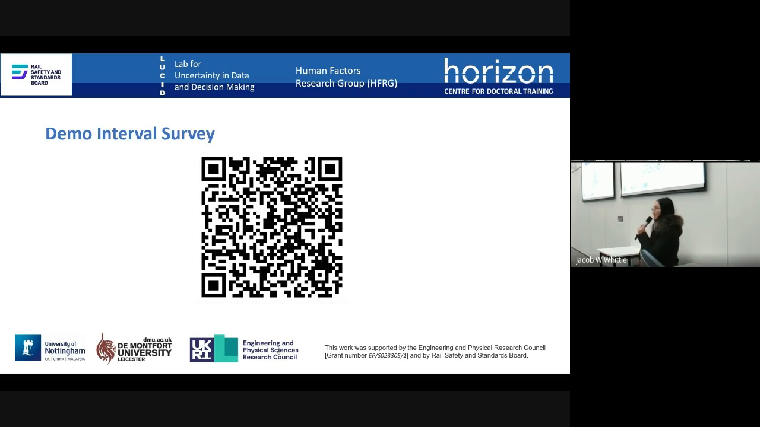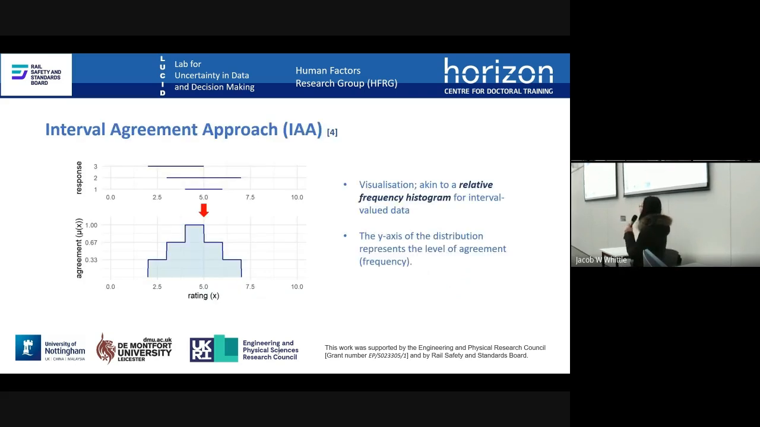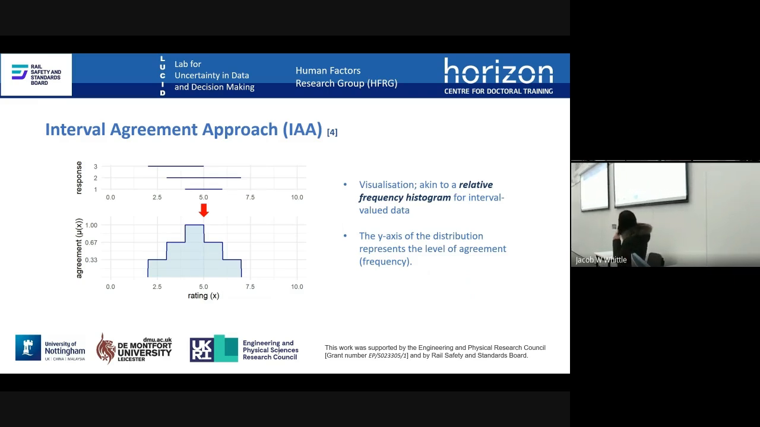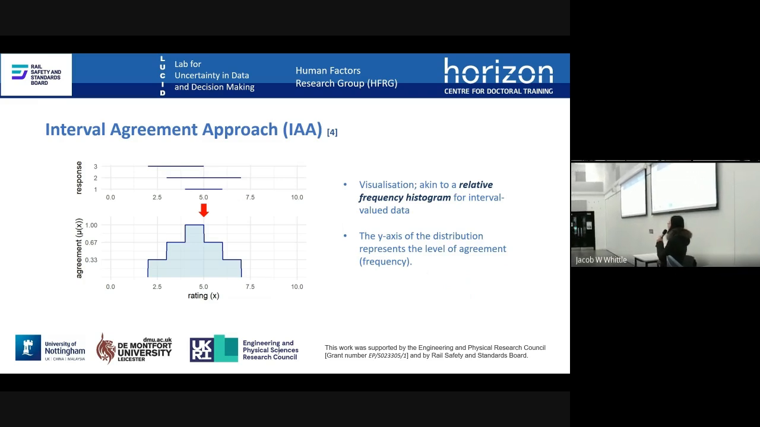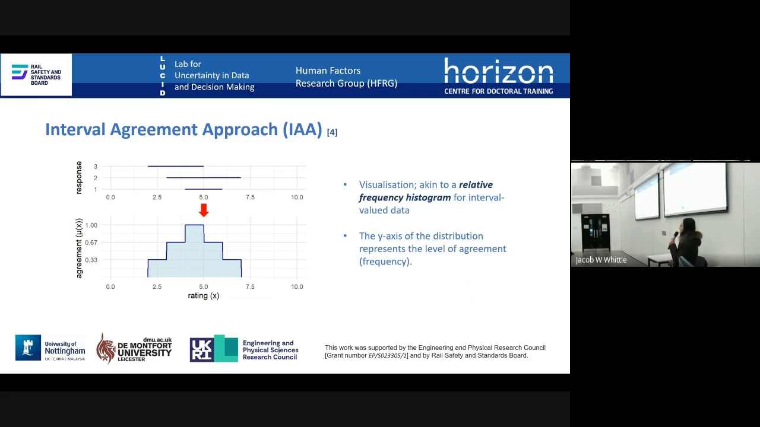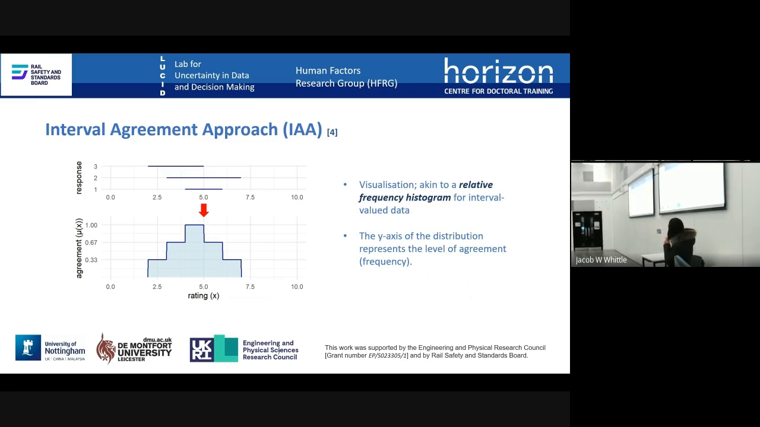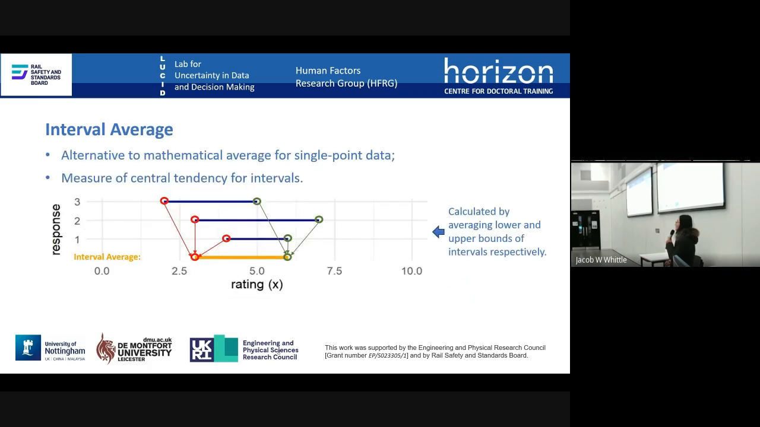Well, thank you for trying. I hope it looks fun to you. Somebody will ask how we deal with or analyze this kind of data. So here is an example of the visualization. We have the interval agreement approach, IAA, and it works similarly to a relative frequency histogram. The picture shows three interval value data on top, and on the bottom, for each rating, what the frequency of it is.